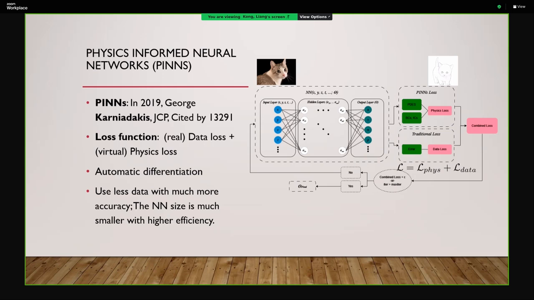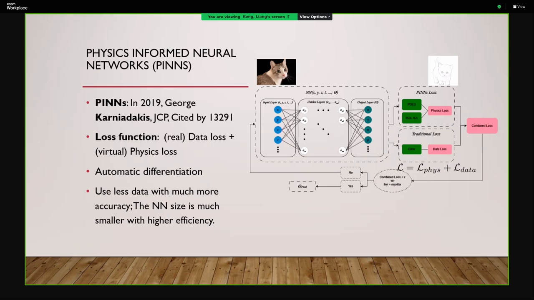The analogy I like is, I still use a cat, right? This is the data I have. I'm going to train this to recognize a cat. In addition to the data loss, you also give other information. You give a sketch of a cat. That's the physics. You tell the neural network, if a graph looks like this, it's probably a cat, right? That's your physics law, physics information. The loss function is a virtual one. This one does not exist at all. We manually add it there.